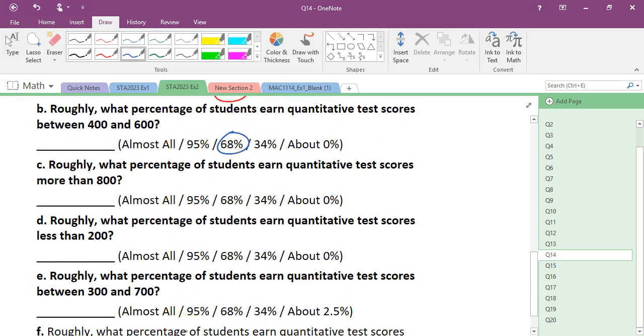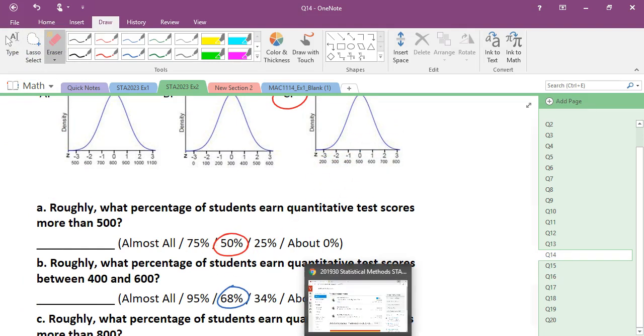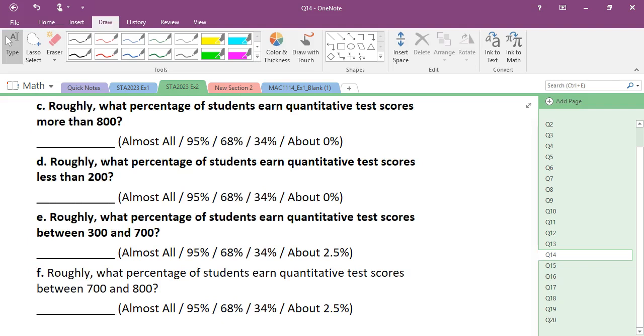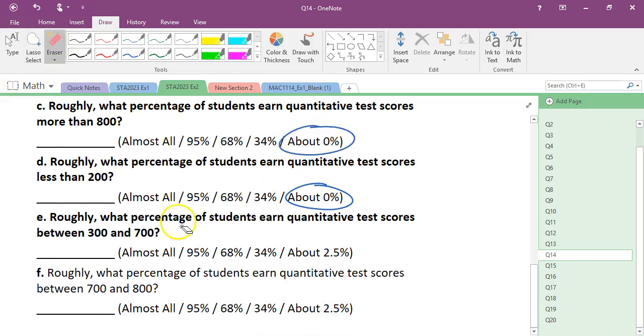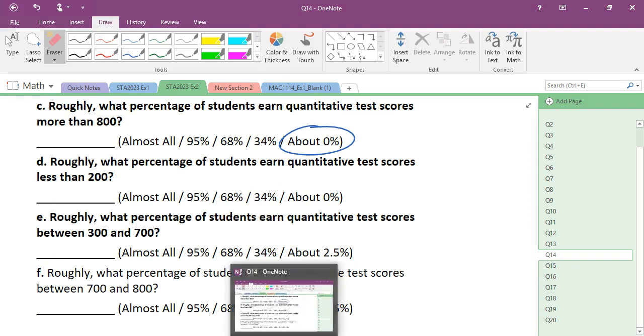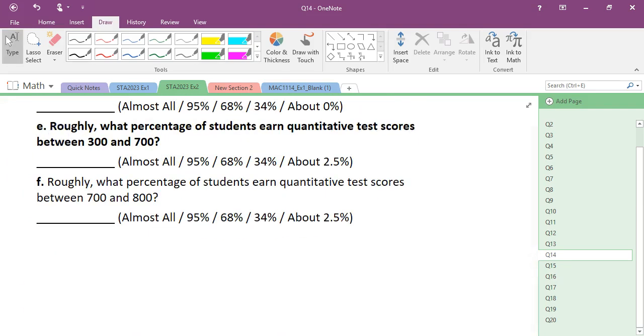What percentage of students earn quantitative test scores more than 800? Roughly about 0. It's a very, very small percent. All right, let's answer the next one. What percentage of students earn quantitative test scores less than 200? 0. So I could have left that up there.